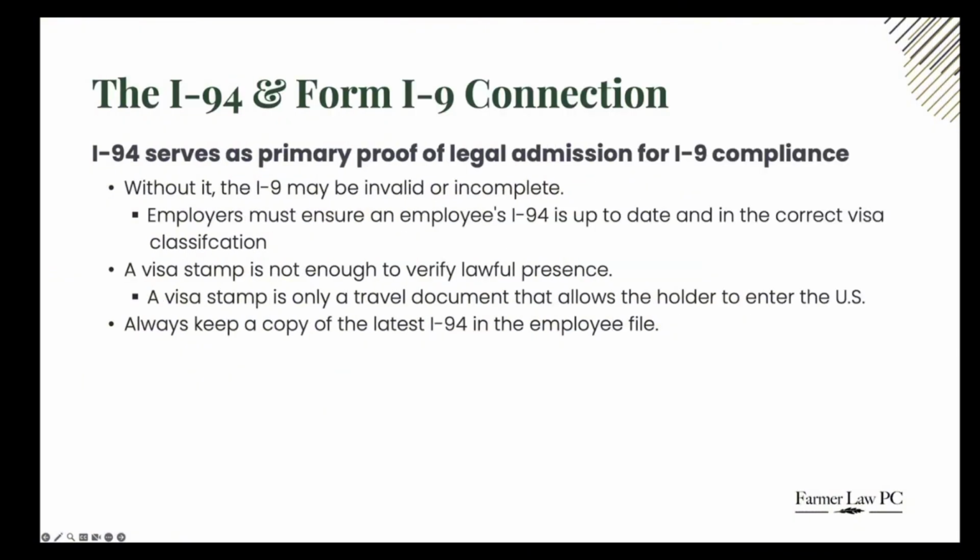And then in order to navigate this, we show that an I-94 serves as primary proof of legal admission for I-9 compliance. Without it, the I-9 may be invalid or incomplete. Employers must ensure an employee's I-94 is up to date and in the correct visa classification. A visa stamp is not enough to verify lawful presence. A visa stamp is just a travel document that allows the holder to enter the US. So we always recommend to keep a copy of the latest I-94 in the employee file.